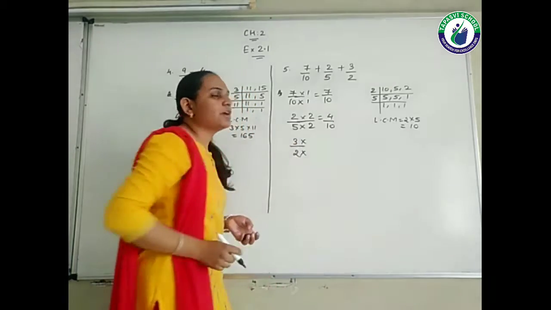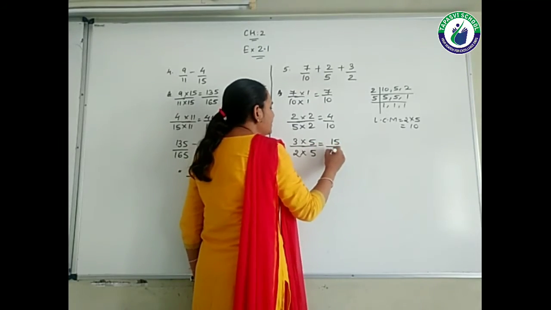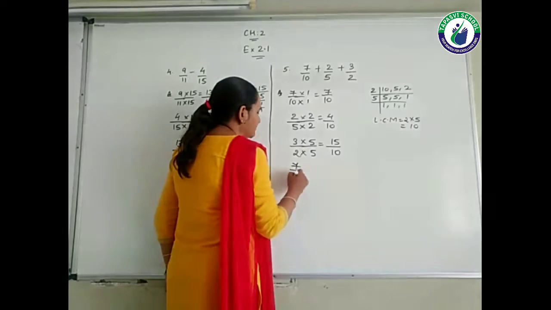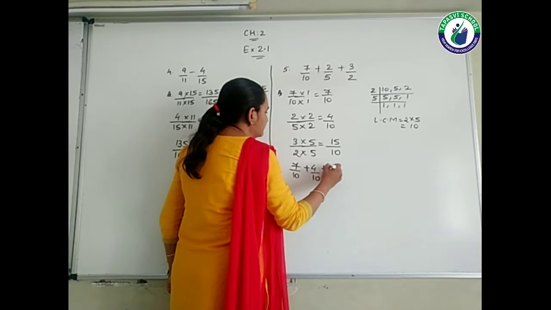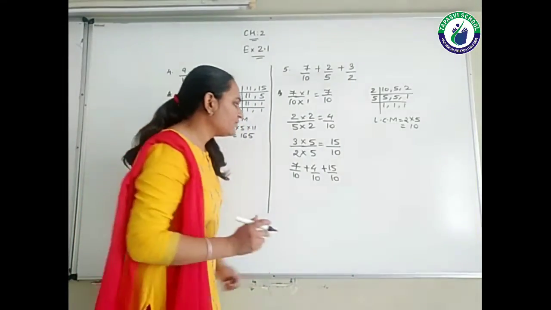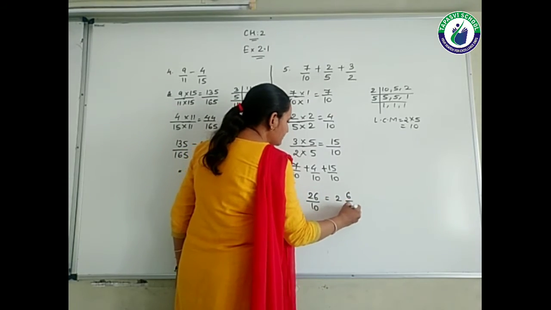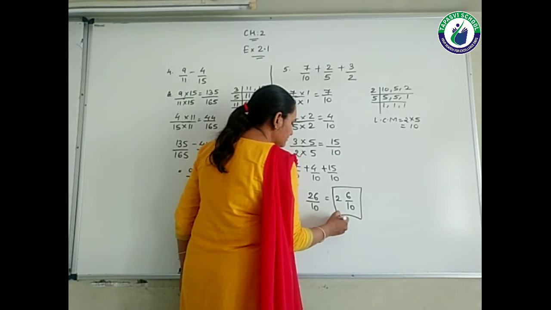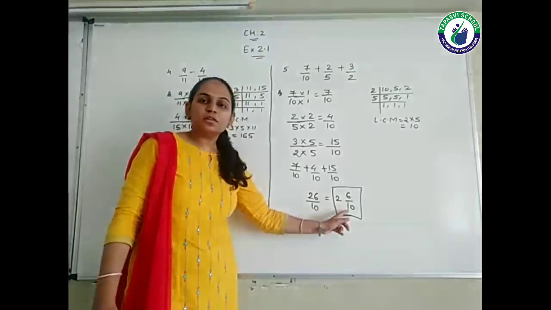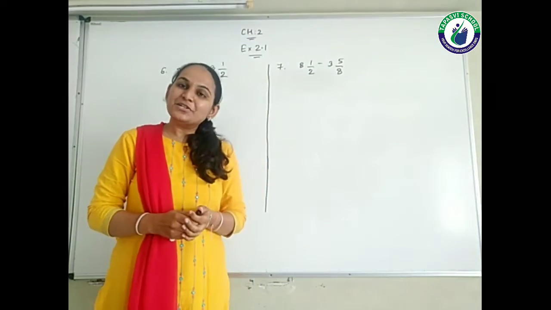Which number do I multiply with this 2 to get 10? Students, that is 5. So 3 5s are 15 and 2 5s are 10. Right, now let's add all this. 7 plus 4, students, that is 11, and 11 plus 15 is 26 upon 10. So the mixed fraction of it is 2 integer 6 upon 10. 2 tens are 20 plus 6, that is 26. Right students? Friends, now let's see the sixth question.